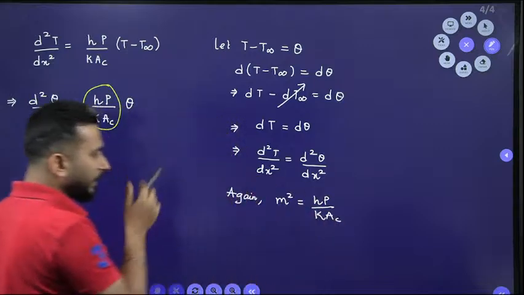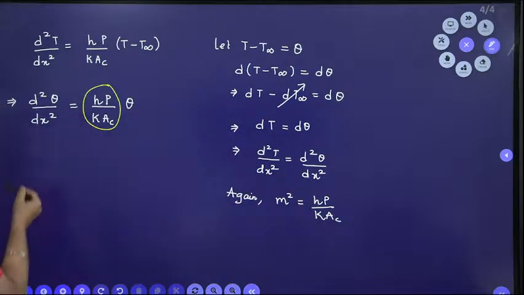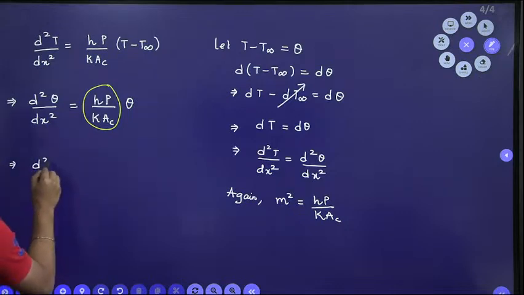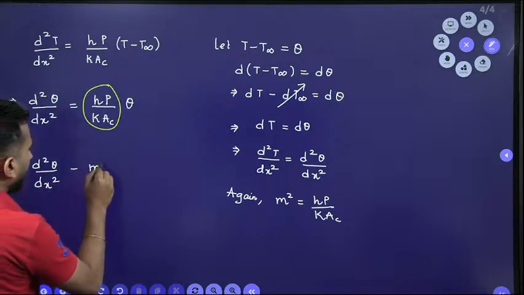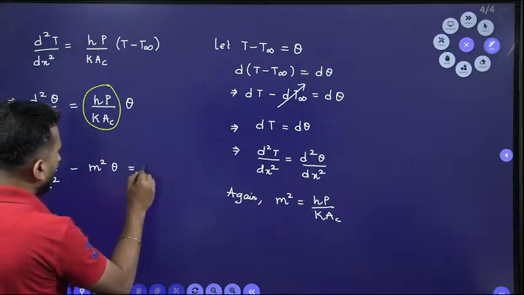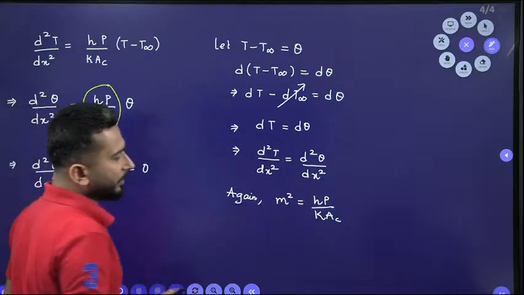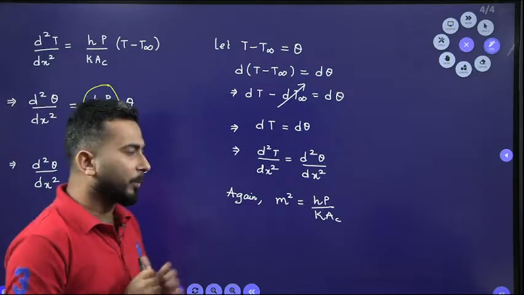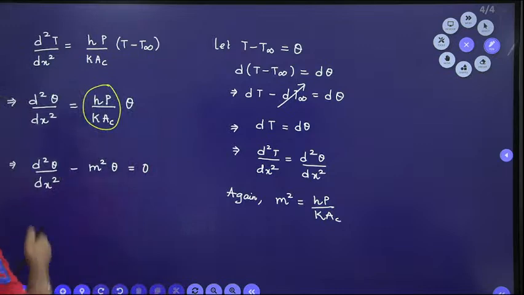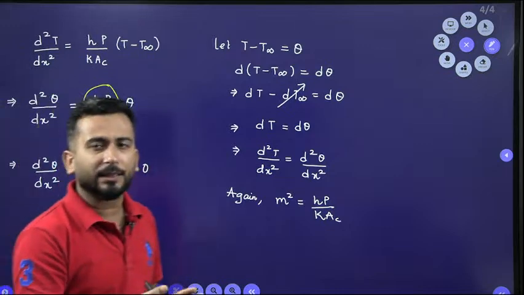This thing I am assuming to be m square. So d2 theta by dx square minus m square theta is equal to 0. Again, why am I assuming m square? It is also for mathematical simplicity. You can assume m also, that is not the problem, but just to get better answers, we are writing m square.